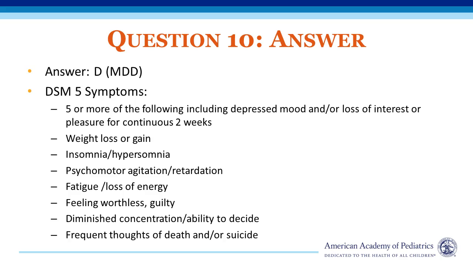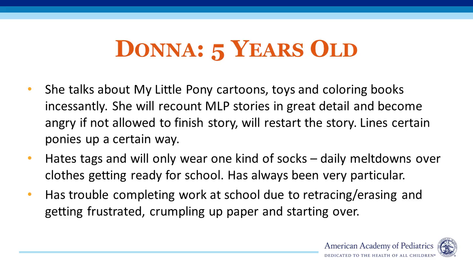The DSM-5 symptoms of major mood disorder: 5 or more of the following, which include depressed mood and or loss of interest or pleasure for continuous 2 weeks, weight loss or gain, hypersomnia, psychomotor agitation and retardation, fatigue, loss of energy, feeling worthless or guilty, diminished concentration, ability to decide, and frequent thoughts of death or suicide. So that would be major mood disorder.